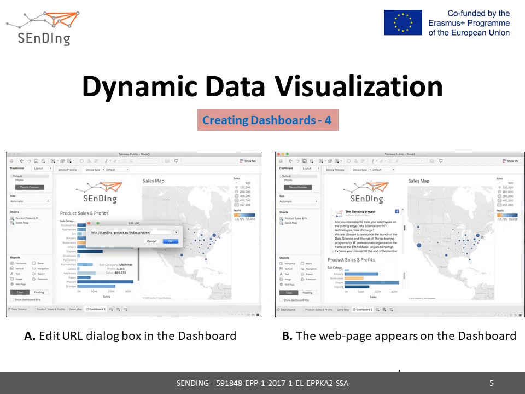We can also add content from a web page to the dashboard. To do so, drag the web page item from the dashboard panel onto the dashboard. In the Edit URL dialog box that appears, as shown in Figure A in this slide, enter the URL for the web page to be presented on the dashboard. Click the OK button to add the web page, as shown in Figure B.